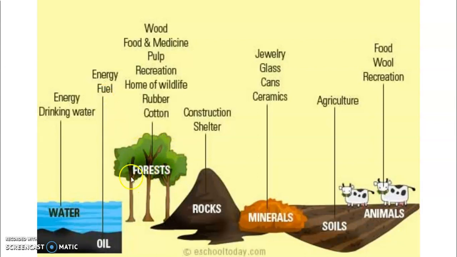Forests provide many things, including wood, food and medicine, pulp, recreation, home for wildlife. Rubber and cotton can be manufactured from forests. So you can see that each of these has multiple purposes and multiple things that humans have been able to use the resources for. So if we lose one or if we affect one, then the humans will definitely feel that impact.